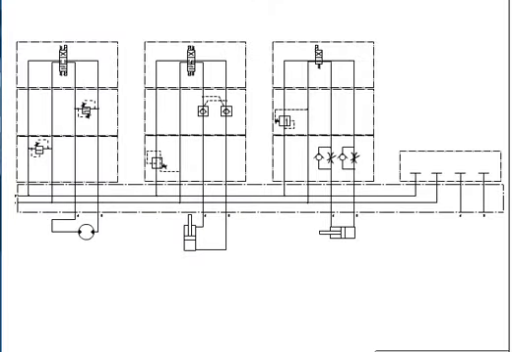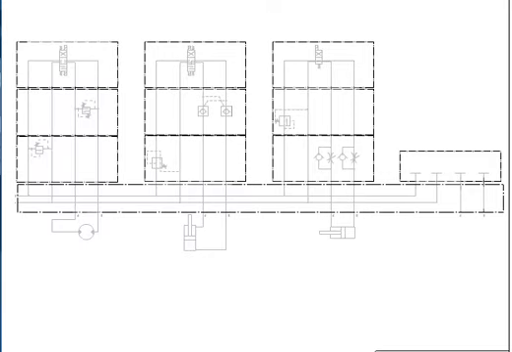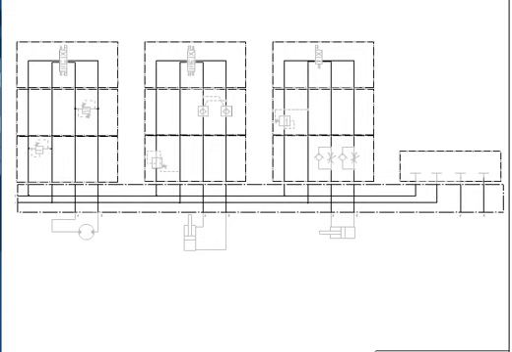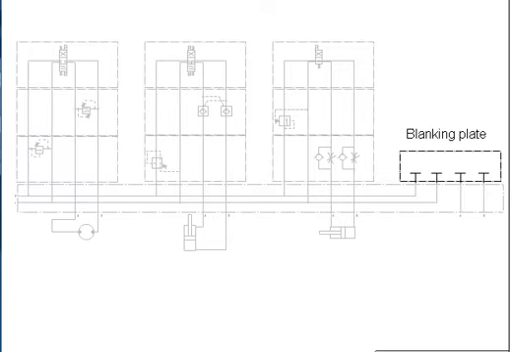This schematic represents a system of 3 valve stacks mounted to a 4-station manifold. The alternating dot and dash lines are enclosure lines. Each component outlined by an enclosure line represents a module with its internal passages. A blanking plate is used to block the ports of the unused station.